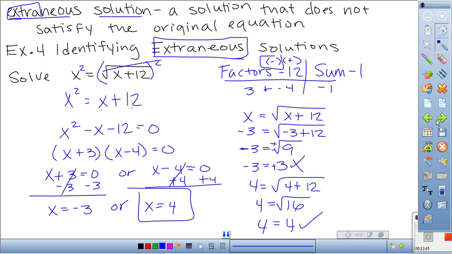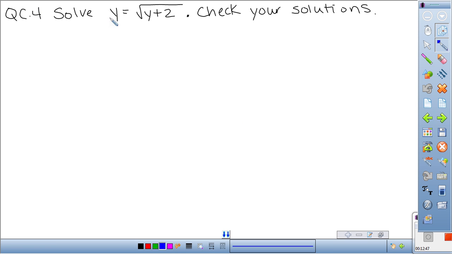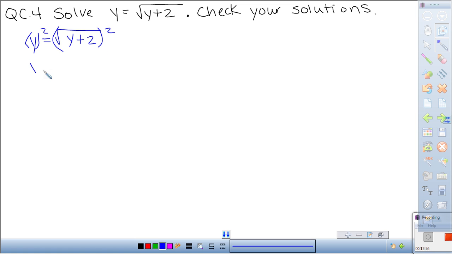So let me just do a couple more. I know that was a little confusing. So let me just show you this one more. Y equals the square root of y plus 2. So we need to square both sides. Y squared equals the square root of y plus 2 squared. That cancels, so I have y plus 2. I'm sorry, this is y squared. I need to move these both to that side, so I have y squared minus y minus 2 equals 0.